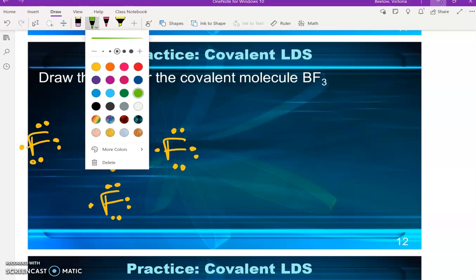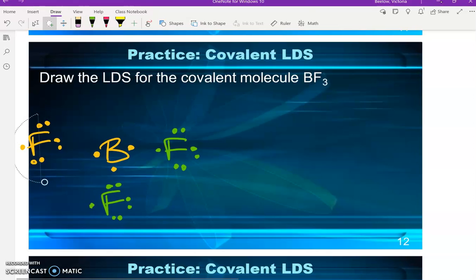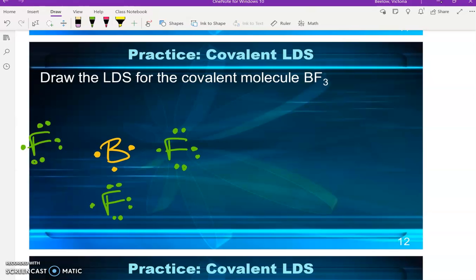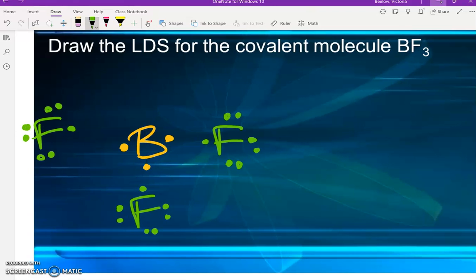Actually, we're going to make those a different color just so that we can see some differences in those elements. Okay. Also, I'm going to have the single electron in the fluorine facing the boron. So again, this is still saying the same thing as we had written previously. Same thing with this, okay?